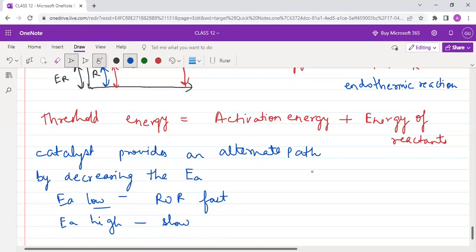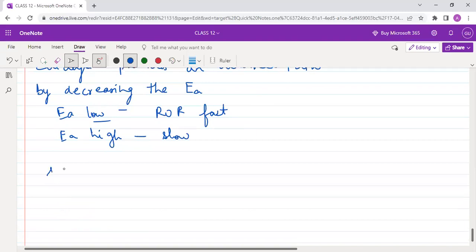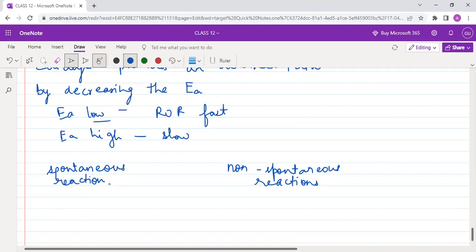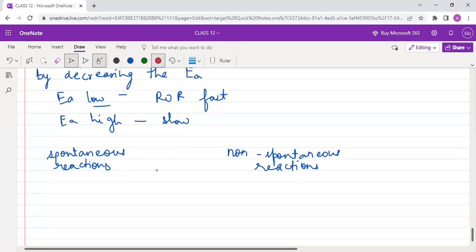Do you know the difference between spontaneous reactions and non-spontaneous reactions? I'll tell you. A spontaneous reaction proceeds on its own, which can happen naturally. Like in a waterfall, water is flowing down. This happens on its own, right? So this one is a spontaneous reaction.